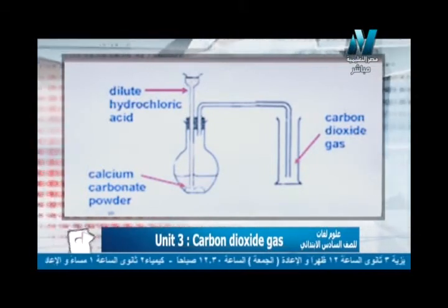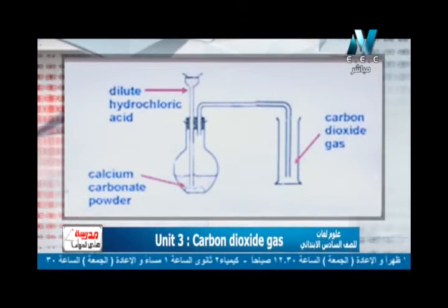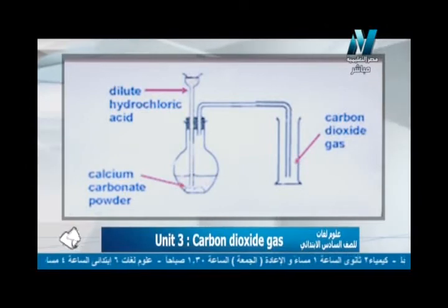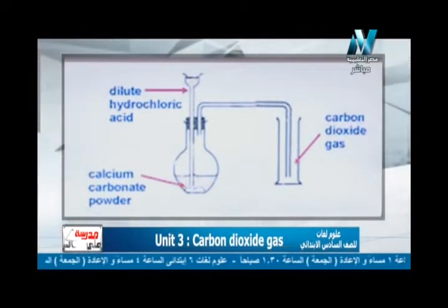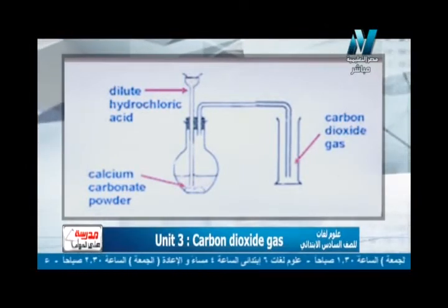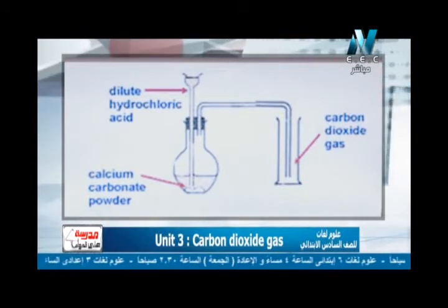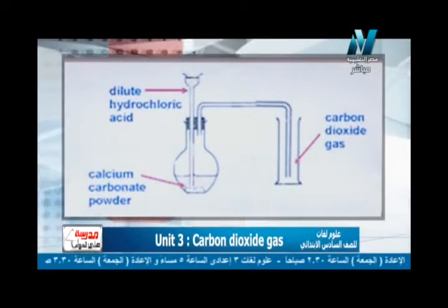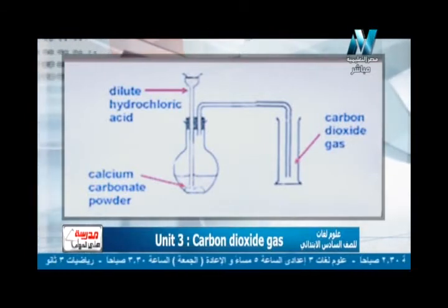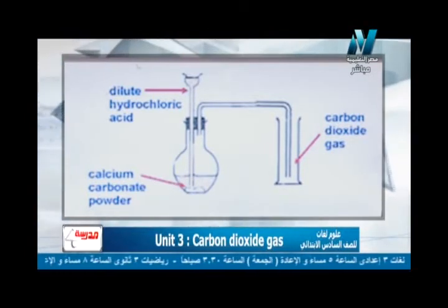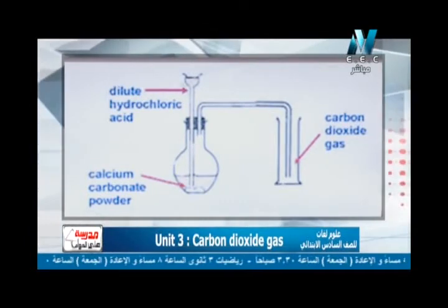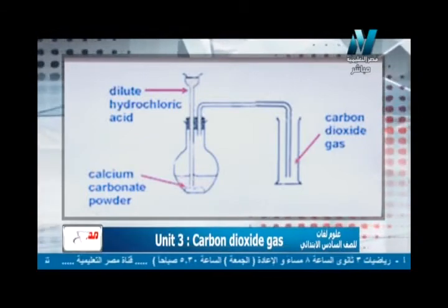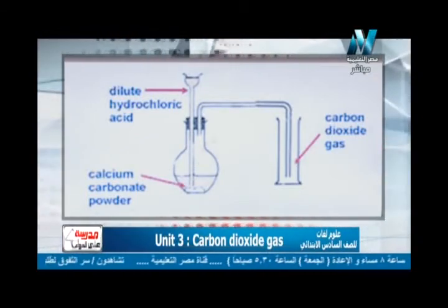So to prepare carbon dioxide gas, I will use two substances: any acid available at home, such as vinegar, or a very important acid which is surely found at your lab, which is dilute hydrochloric acid. And also calcium carbonate, a powder, and I can use baking powder in its place. What happens when I pour this hydrochloric acid on the calcium carbonate? Carbon dioxide gas evolves.